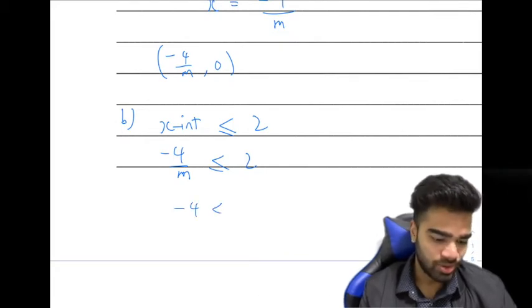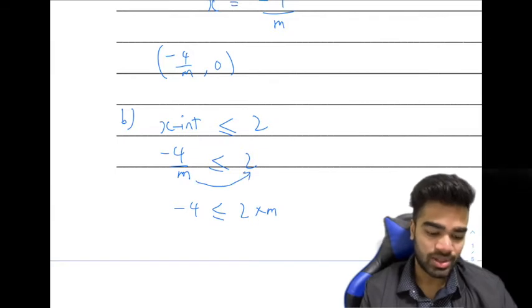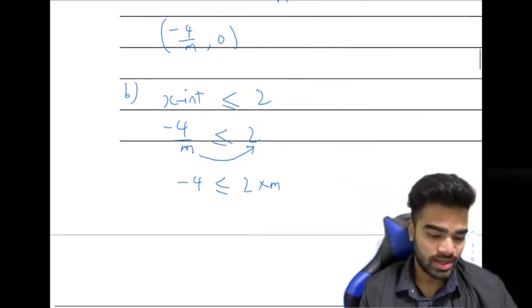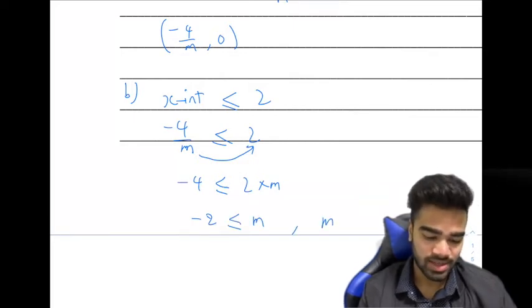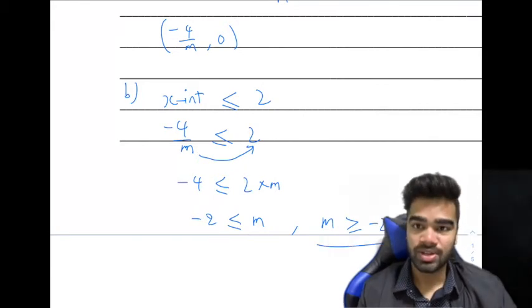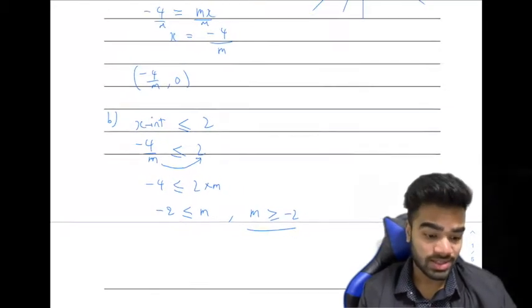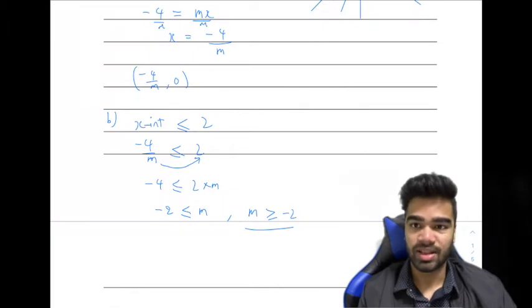So -4 is less than or equal to 2 times m. I'm taking m to the other side by multiplying, and then dividing by 2. So you have -2 is less than or equal to m. In other words, you can write this as m should be bigger than or equal to -2. So if m is bigger than or equal to -2, then you'll have your x-intercept less than or equal to 2. That's what we did there.